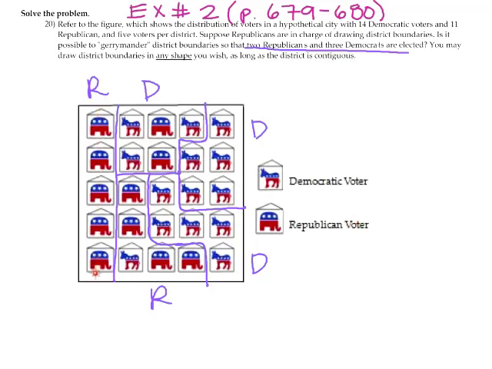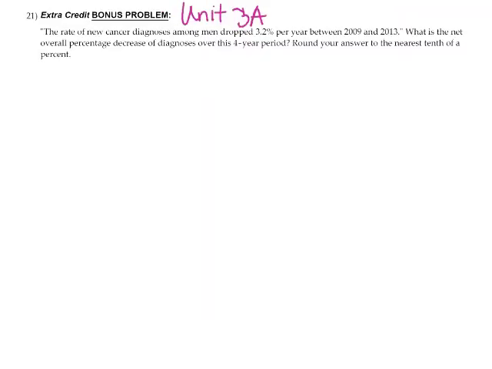So like this one, majority is Republicans. This group of 5 here, the majority is Democrats. This group here, majority is definitely Democrats. And this group here of 5, all Democrats. And this group here, this group of 5, we have majority of Republicans. So that's why we have 2 Republicans and 3 Democratic district boundaries. So that's problem 20. Okay, so for problem 21, this is a bonus problem.